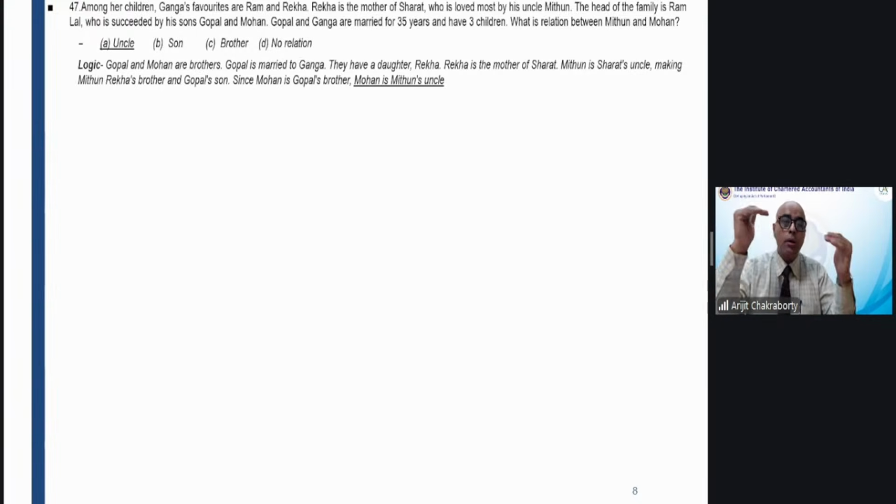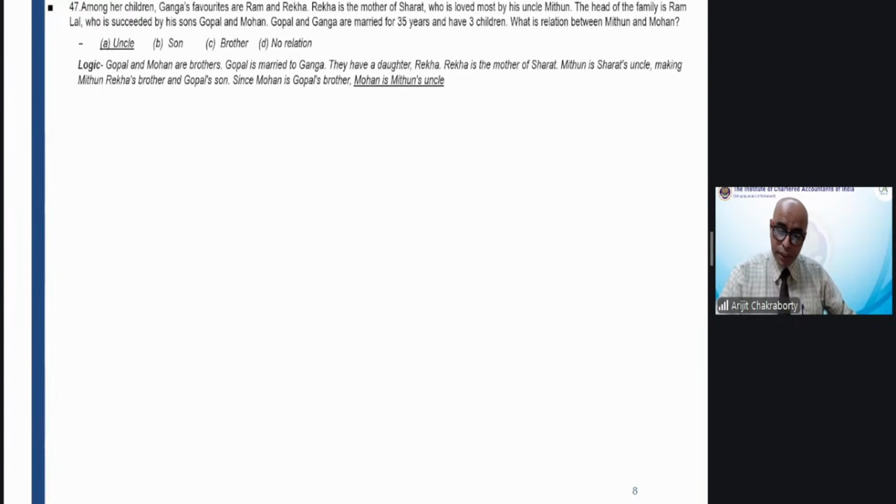यानी गोपाल और गंगा का दो चिल्ड्रन है, एक है राम, एक है रेखा, one is son, one is daughter. So now we see the circuit gets completed. Gopal is the husband, Ganga is his wife. They have two children, a son called Ram, a daughter called Rekha, and Gopal is the son of Ramlal, and Gopal's brother is Mohan. Pretty complicated. So we started with simple, and as we are coming close to the end of the session, we are taking the tougher ones. Question ye hai, what is the relation between Mithun and Mohan?